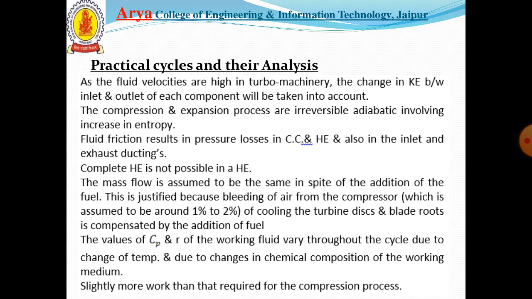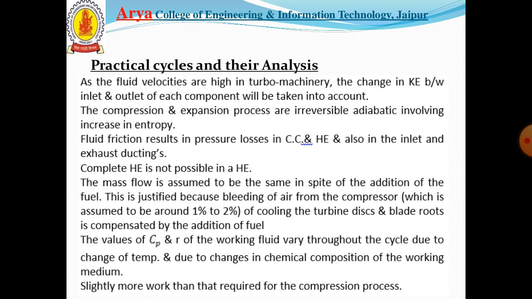The mass flow is assumed to be the same in spite of the addition of the fuel. This is justified because bleeding of air from the compressor, which is assumed to be around 1% to 2%, for cooling the turbine disc and the blade roots, is compensated by the addition of the fuel. The values of Cp and R of the working fluid vary throughout the cycle due to the change of temperature and due to the change in chemical composition of the working medium.